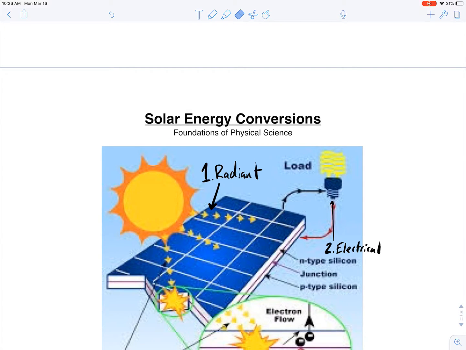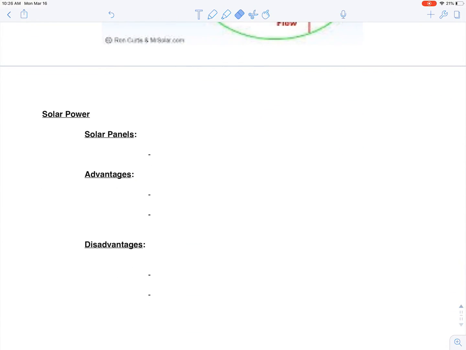So let's go back here. Let's take a look. Down here, we'll add to our notes. So let's go in here. Let me open this up. Foundations.